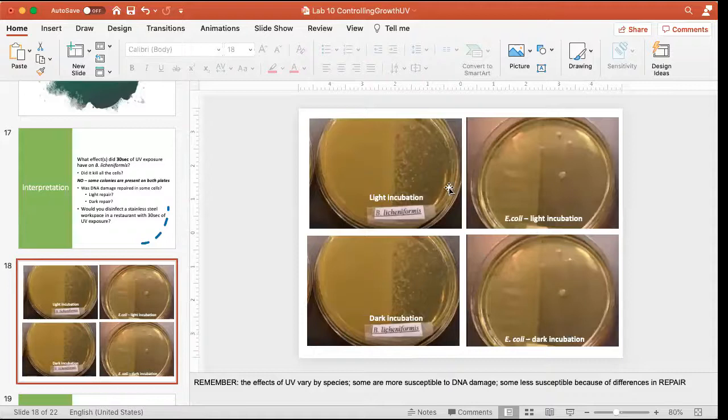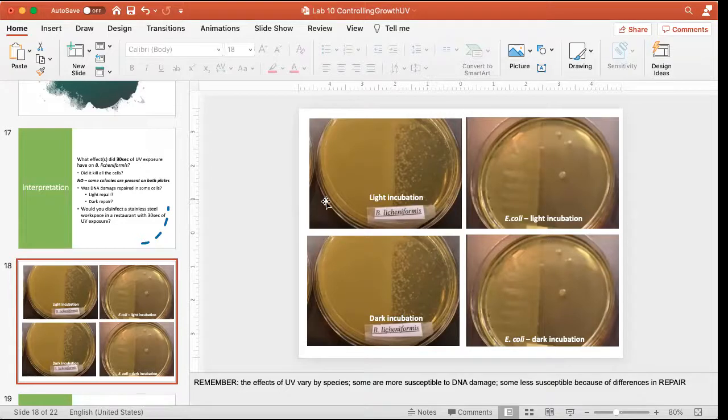So I put this slide together. These are the same pictures, obviously, but just to drive home the point that we had two organisms, Bacillus licheniformis and E. coli. We made plates for each organism. We made 30-second and 60-second exposure plates. One plate was incubated in the light, one was incubated in the dark, but it didn't matter. We got similar results. Same with the E. coli. One was incubated in the dark, one in the light, but the effects were the same. So we know both repair systems worked.